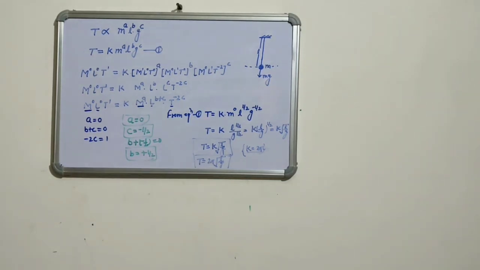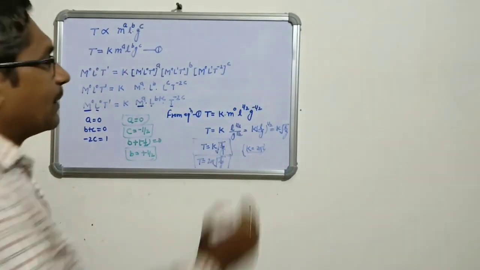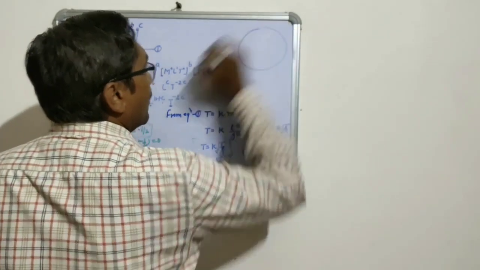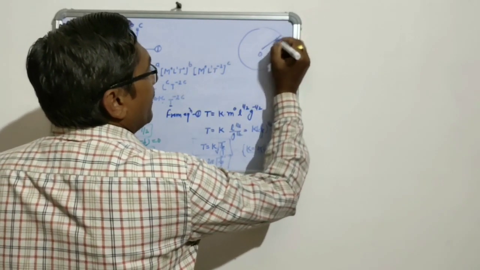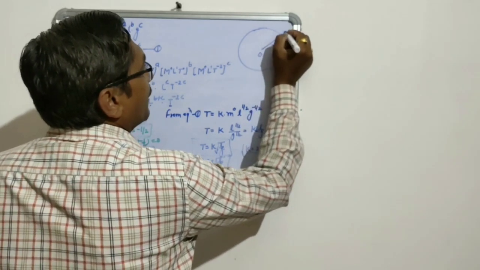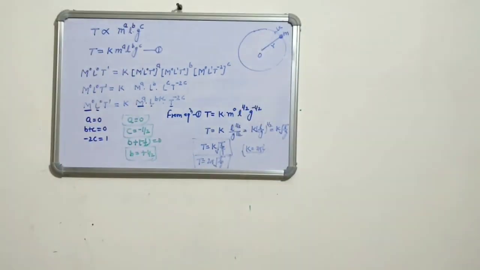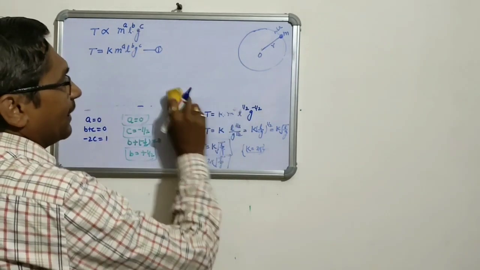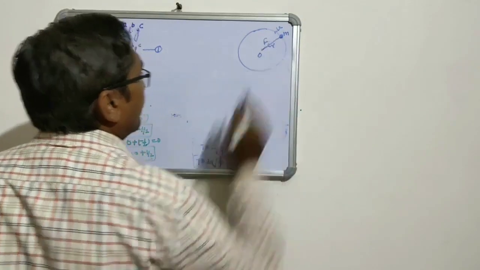Now we take another example. Suppose an object is revolving in a circular path. This is a circular path with center O and radius R, and the object revolves around this point. The mass of the object is M, and the velocity of the object is V. We are going to derive a relation for the centripetal force, the force acting on the body, which is F.